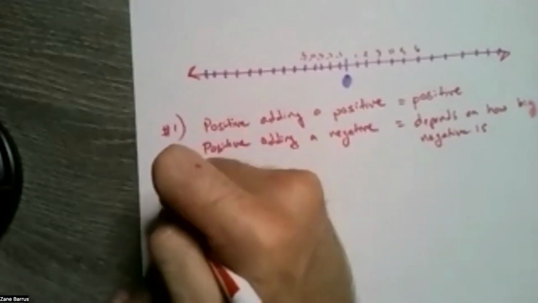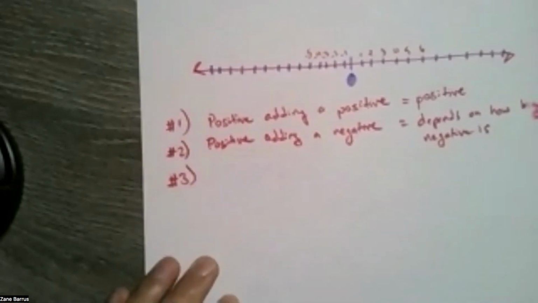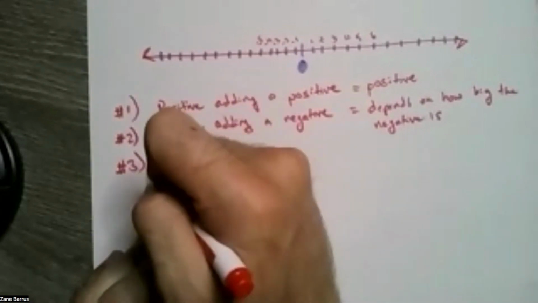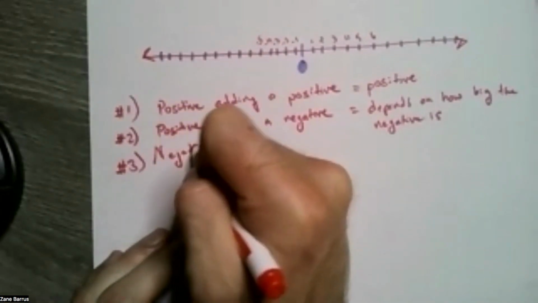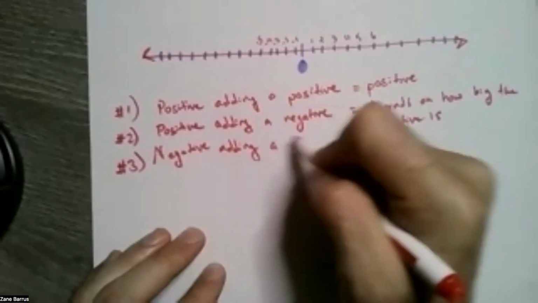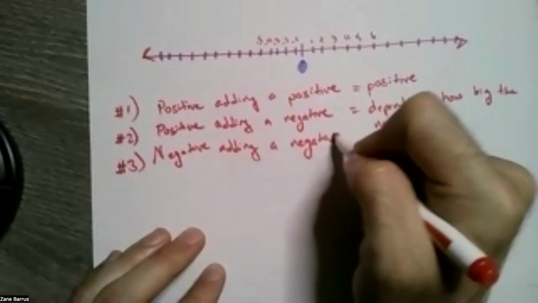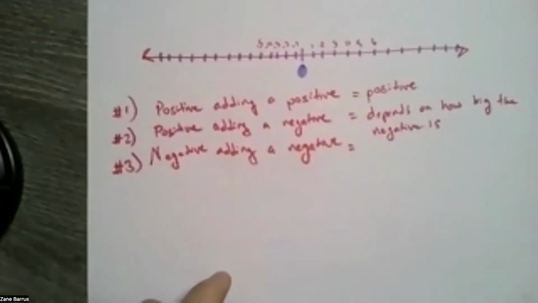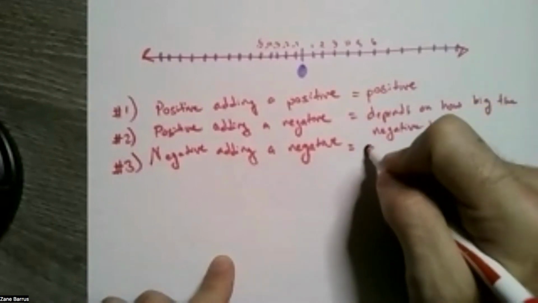Okay, what do you think case number 3 is going to be? A negative plus a negative. Okay, let's do that. So a negative adding a negative. Okay, so what do you think is going to happen in this case? It would always be negative. Always, no exceptions? Yeah, I agree. It's always going to be negative.